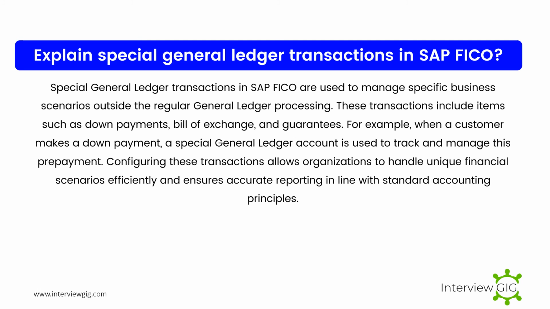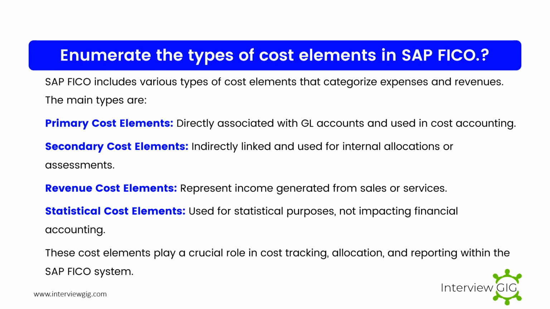Enumerate the types of cost elements in SAP FICO. SAP FICO includes various types of cost elements that categorize expenses and revenues. The main types are primary cost elements, directly associated with GL accounts and used in cost accounting. Secondary cost elements, indirectly linked and used for internal allocations or assessments. Revenue cost elements, represent income generated from sales or services. Statistical cost elements, used for statistical purposes, not impacting financial accounting. These cost elements play a crucial role in cost tracking, allocation, and reporting within the SAP FICO system.